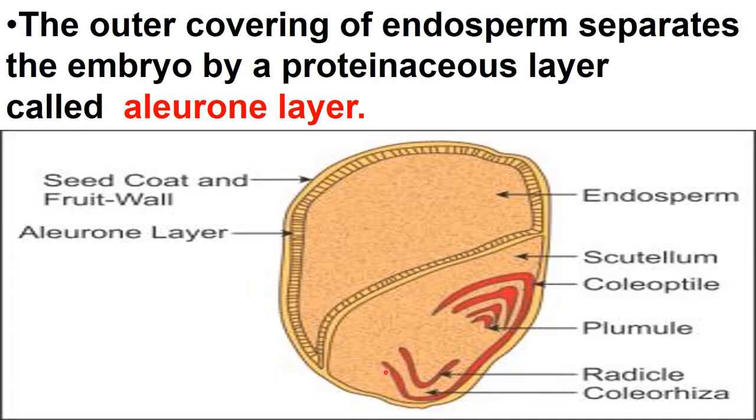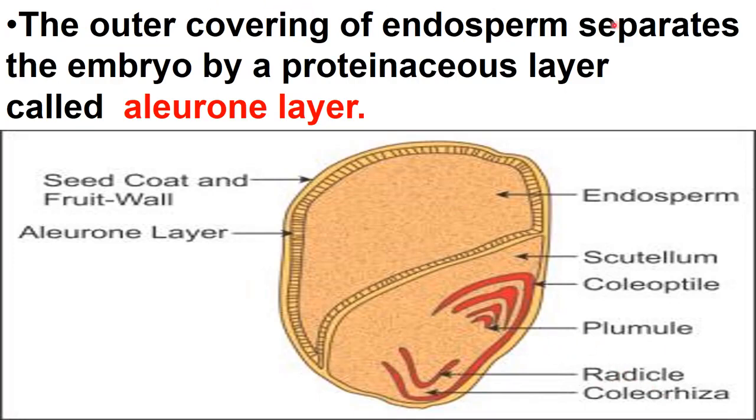Now this radicle is enclosed by a sheath that is called coleorhiza, and plumule is also enclosed by a sheath that is called coleoptile. Okay, so coleoptile and coleorhiza, these are sheaths of plumule and radicle, right? Now what is the next part?